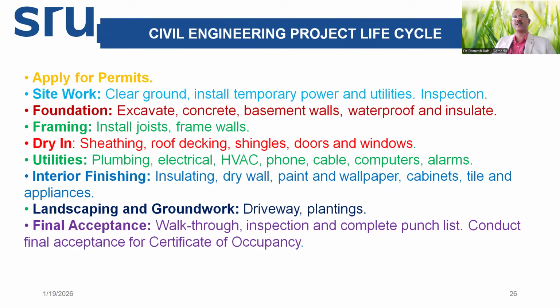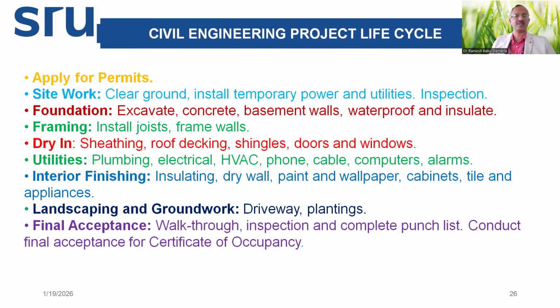I mean, in project life cycles, the terms used by different branches of engineering and businesses are different, so we are understanding that. Foundation work is done: excavation, concrete work, basement walls, waterproofing, insulation. All this terminology will come into the picture in foundation. Then framing, install the joists, frame walls, then dry-in, sheathing, roof decking, shingles, doors and windows. Then utilities like plumbing, electricals, heating, ventilation and air conditioning (HVAC), phone connections, converters, alarms, all these.